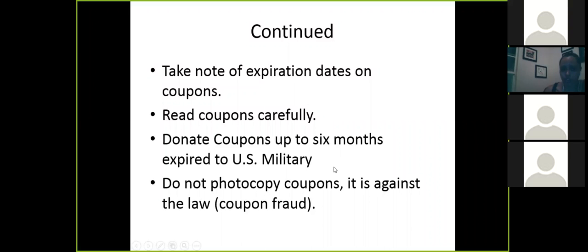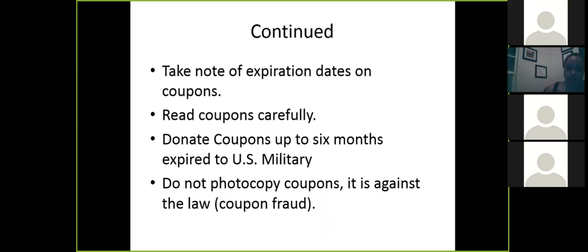You can also donate expired coupons that haven't been expired for more than 6 months to the U.S. military. At the commissary, I'm not sure how they utilize them, but they do. So just an FYI, guys, if you have coupons that are expired.